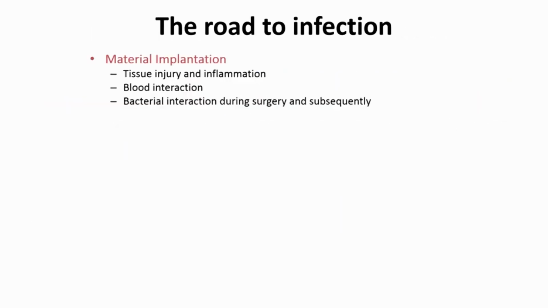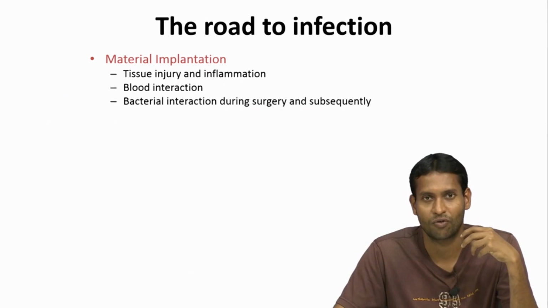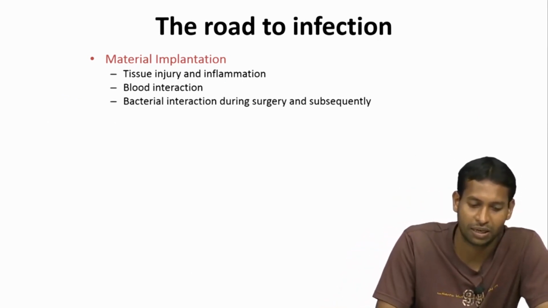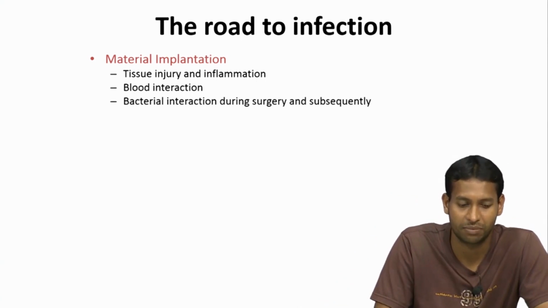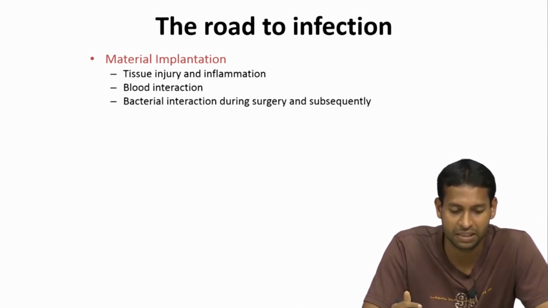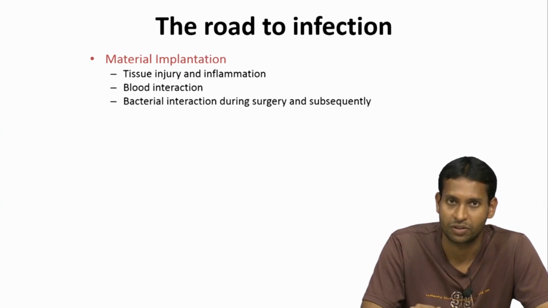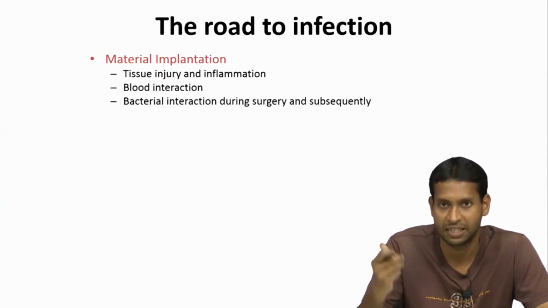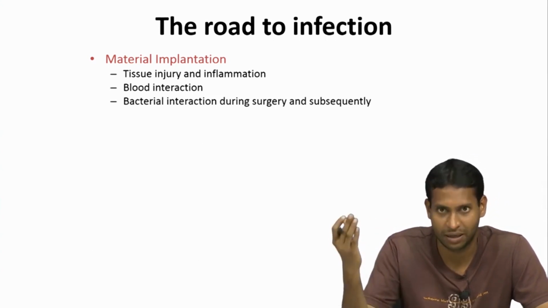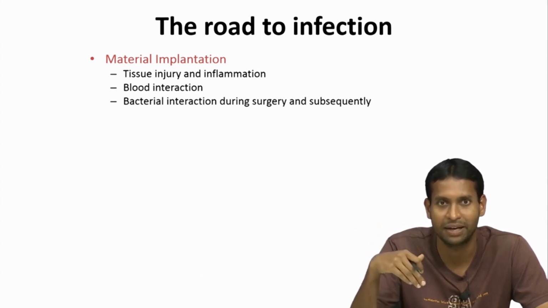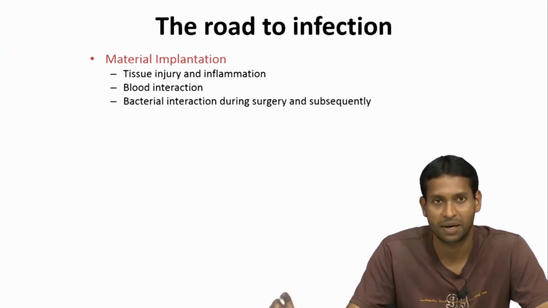So, let us talk about how this infection happens, what is the road that leads to this infection. The first thing is of course you are putting in an implant. So, there is some tissue injury that happens, due to that injury there is some inflammation, and the implant interacts with blood. If at the time of surgery, let us say, the implant was not clean, or the environment around it was not clean, a bacteria is able to come and interact with your body. So, that is where it all starts, at the time of implantation.